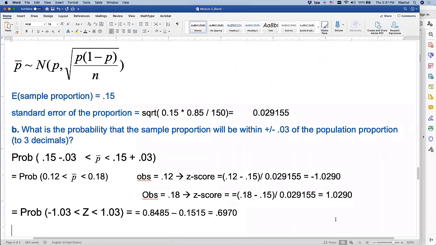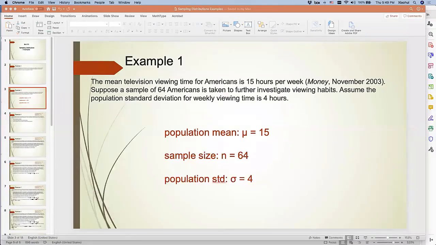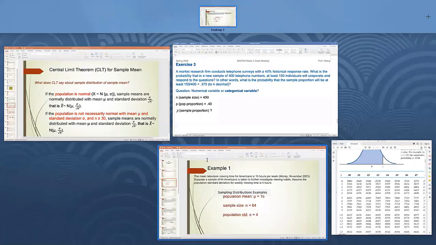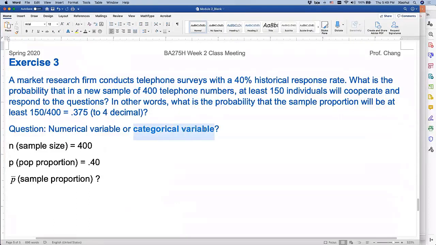Right. Okay, I just want to quickly describe what's going on here. Hopefully you agree with me. This is a categorical variable, because they were asking how many of them actually cooperated and responded. So you can classify the subjects into people who responded versus who didn't. So this is a yes or no question, and so it's a categorical variable. Sample size is 400 because you collected 400 of them. Population proportion, this is the 40%.